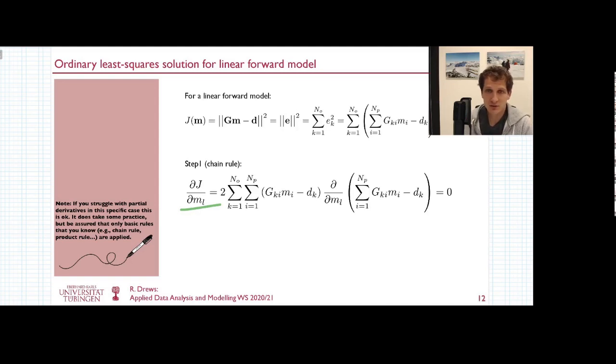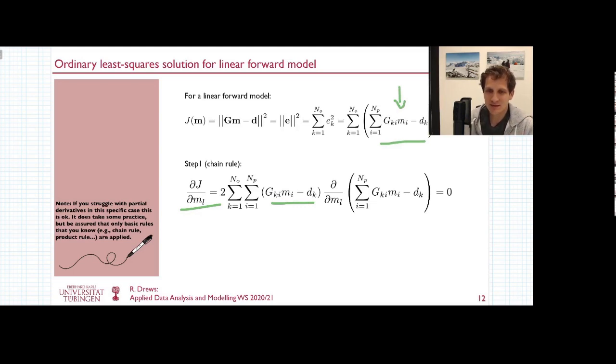And what I do is I first recognize that I can apply the chain rule in order to deal with this square. So I first calculate what is the derivative of something squared, and this is 2 times the something. So this is the first step, and then I need to calculate the internal derivative of the something, yeah?